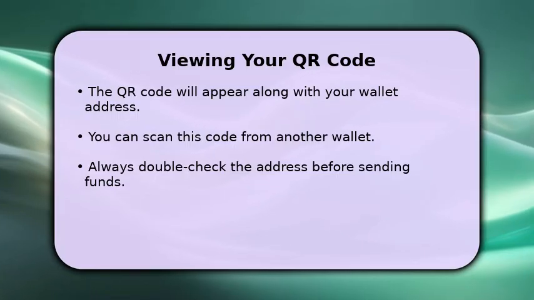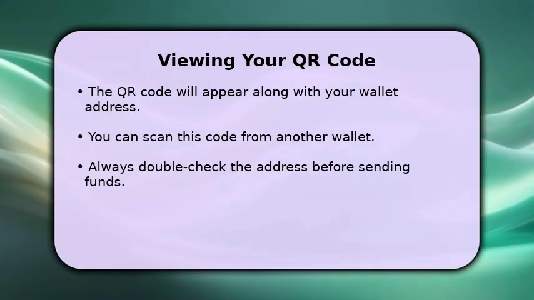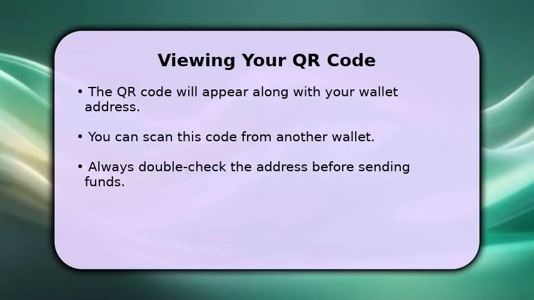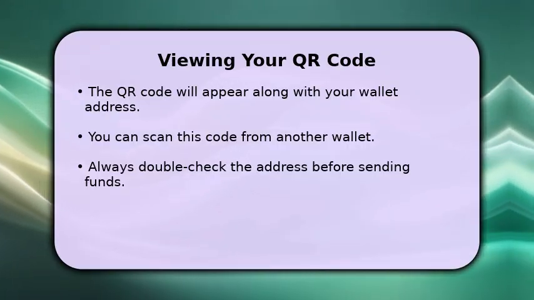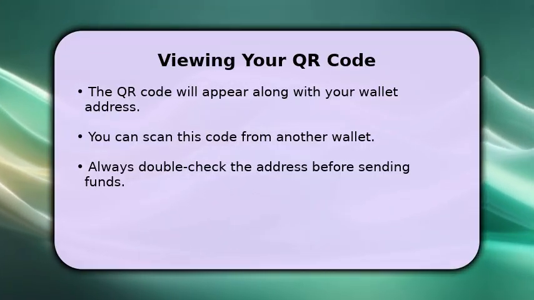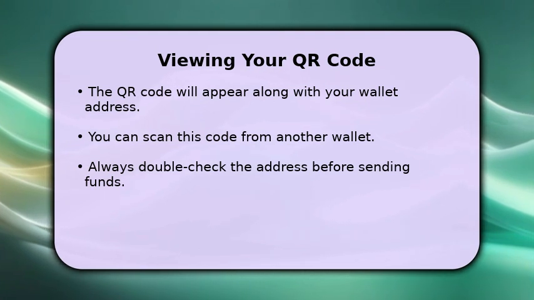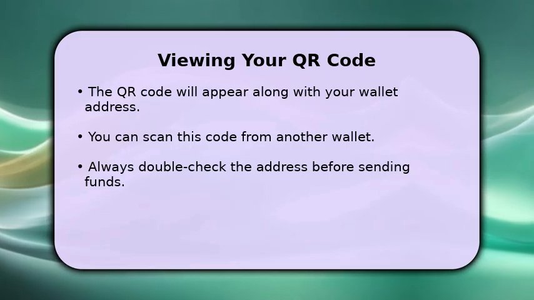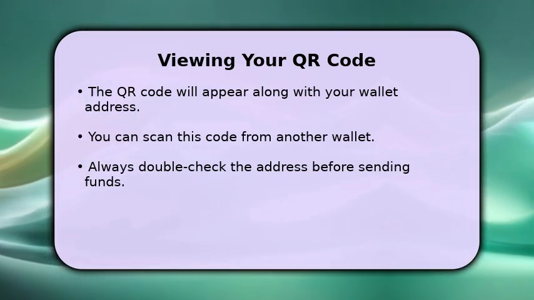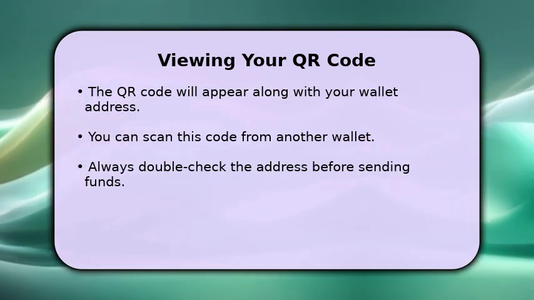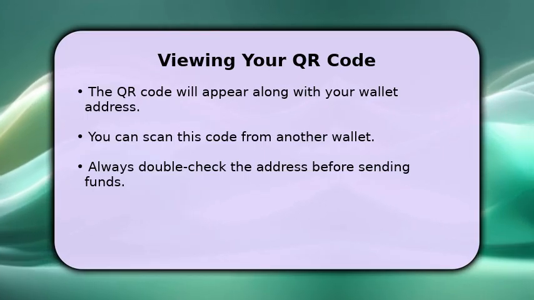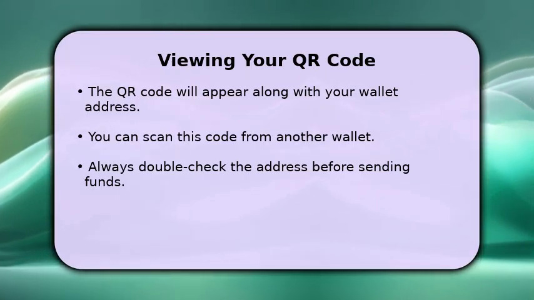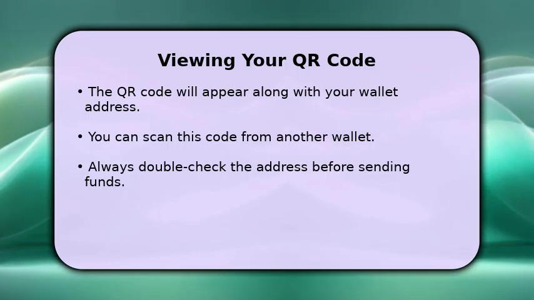After selecting both the cryptocurrency and its corresponding network, your unique Binance wallet QR code will be displayed on the screen. Alongside the QR code, you will also see your wallet address. You can either scan this QR code directly from another wallet or copy the address. Remember to always verify the address carefully before initiating any transaction to ensure your funds arrive safely.